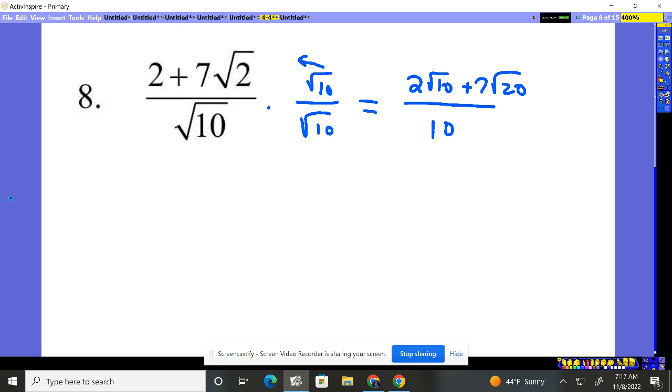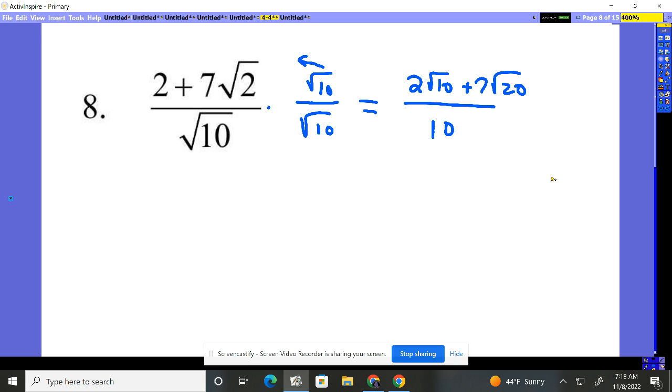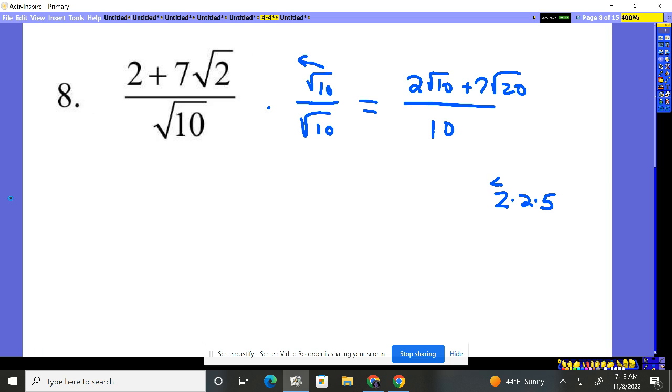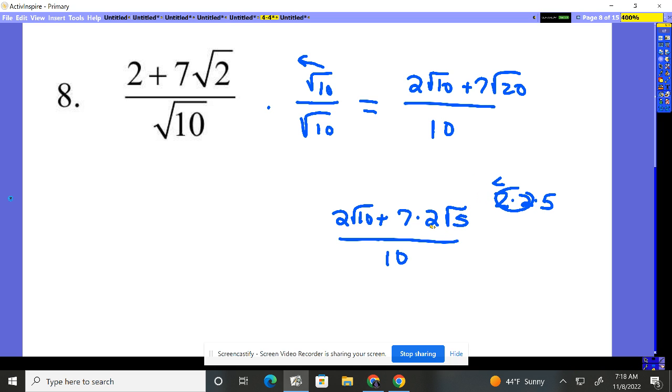However, do know that 20 right there is 2 times 2 times 5. So there is a 2 that's going to come out of that. So it's going to end up being 2 root 10 plus 7, a 2 comes out, so times a 2. What was left behind? Just a 5, all over 10. So instead of 7 times 2, that's just 14. So we would write our answer as 2 root 10 plus 14 root 5 all over 10.